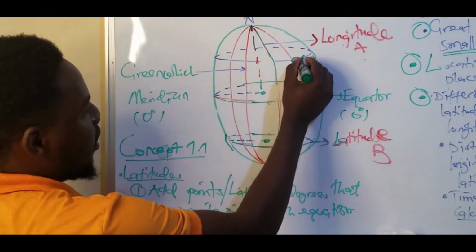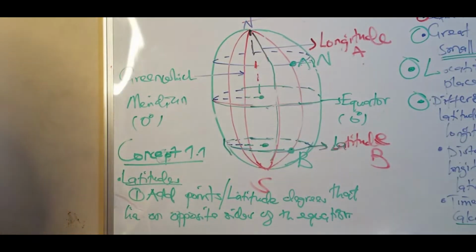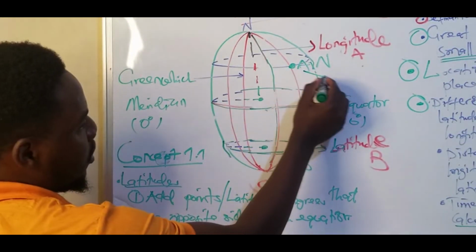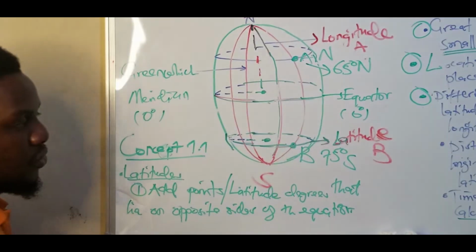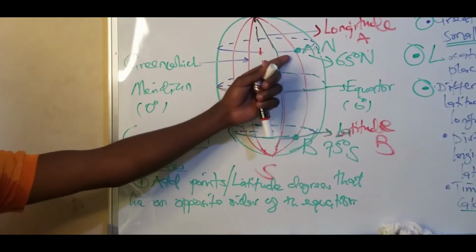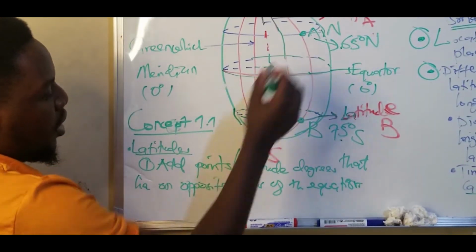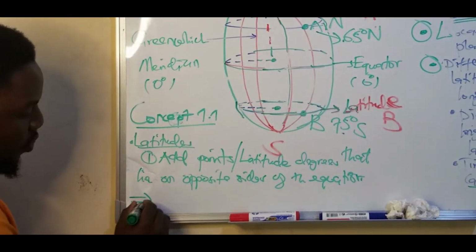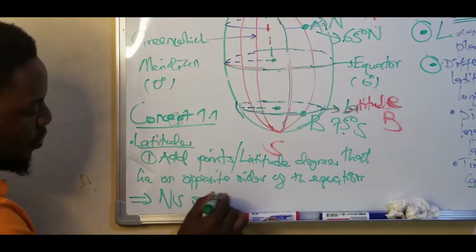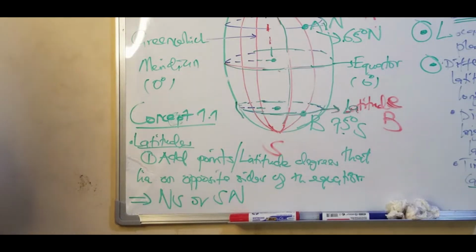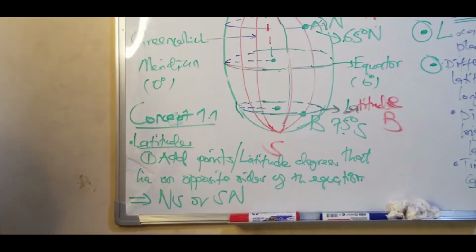Supposing we have point A here to the north and point B here on the south of the equator. Let's say we have 65 degrees north and 75 degrees south. For you to find the difference in latitudes between A and B, you add these values because they are on opposite sides of the equator. So the thing that should help you remember is that when you have a north-south combination or south-north combination, to get the difference in latitudes, you add the values of those particular latitudes.